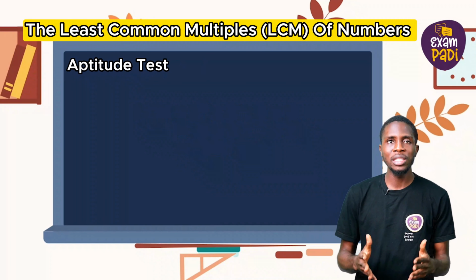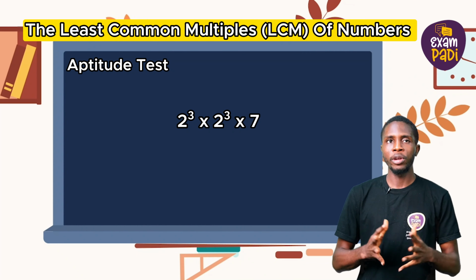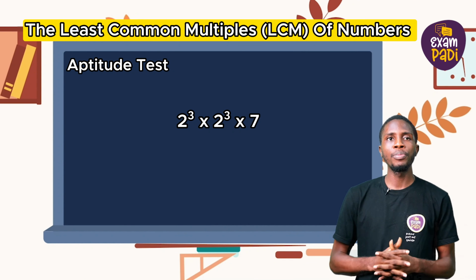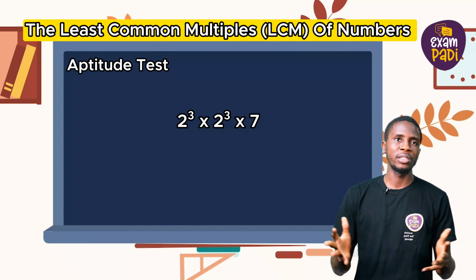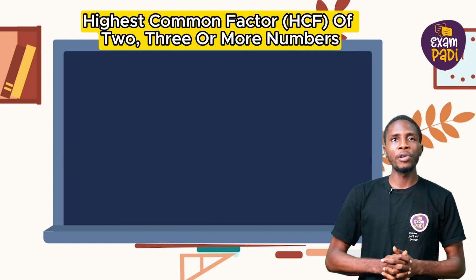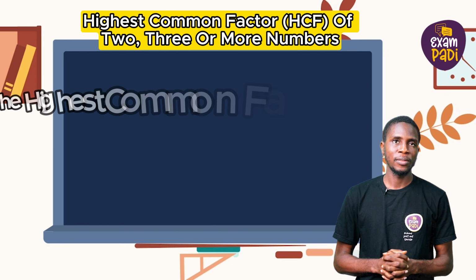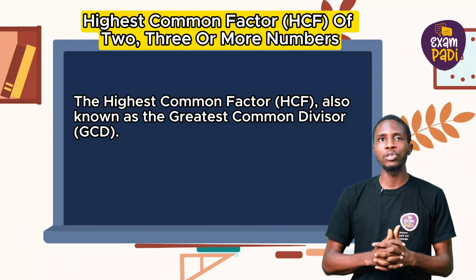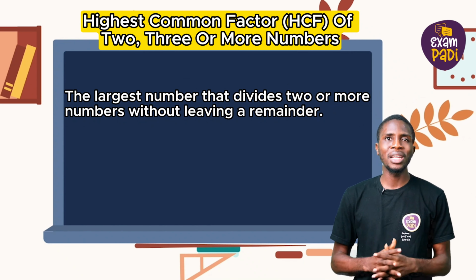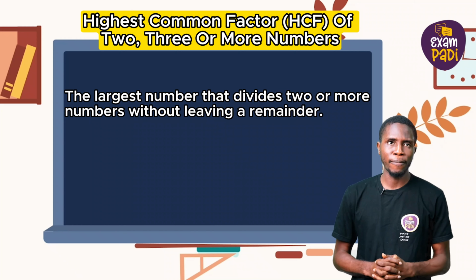Let's try out some quantitative aptitude tests on LCM. For example, 2 raised to the power of 3 multiplied by 2 raised to the power of 3 multiplied by 7. Highest common factor of 2, 3 or more numbers. The highest common factor, also known as the greatest common divisor, is the largest number that divides 2 or more numbers without leaving a remainder.